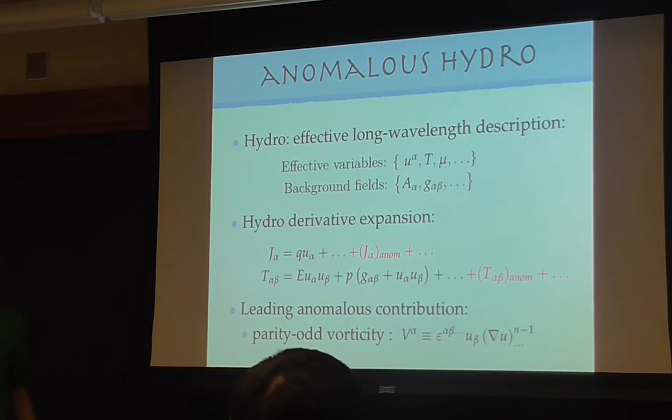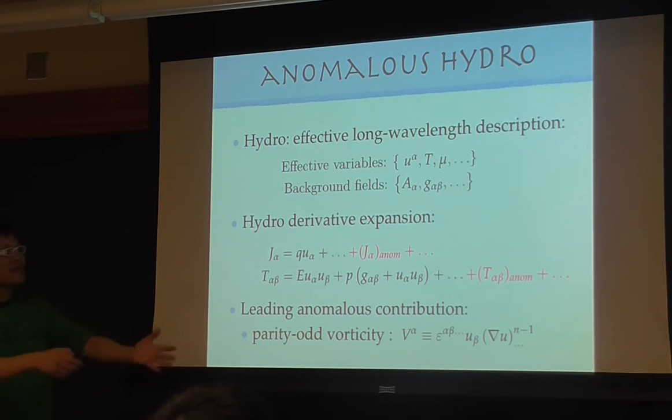Hydrodynamics is a long wavelength description of physics. One of the postulates is that there are macroscopic variables called velocity, because there's fluid flow, and there's temperature. If you have a charge, the chemical potential, and then maybe a few more if you want some other conserved things. And if you turn on a background field, you can turn on charge, or you can turn on some bias or electric field. You can put it on curved space, like a sphere, shake it. You can do tons of things. So you can turn on some background field.